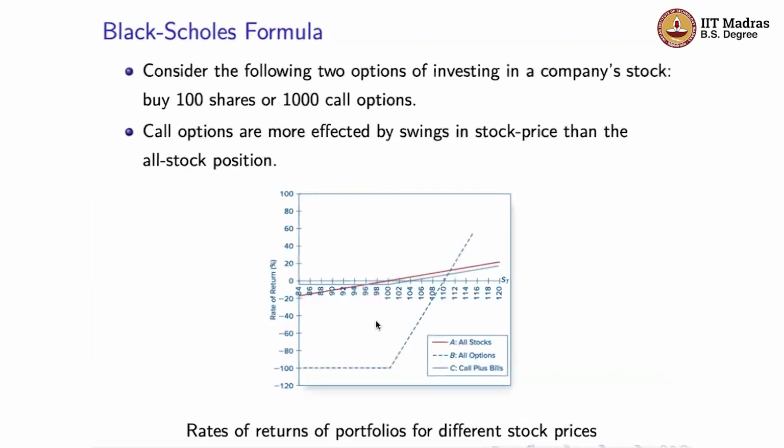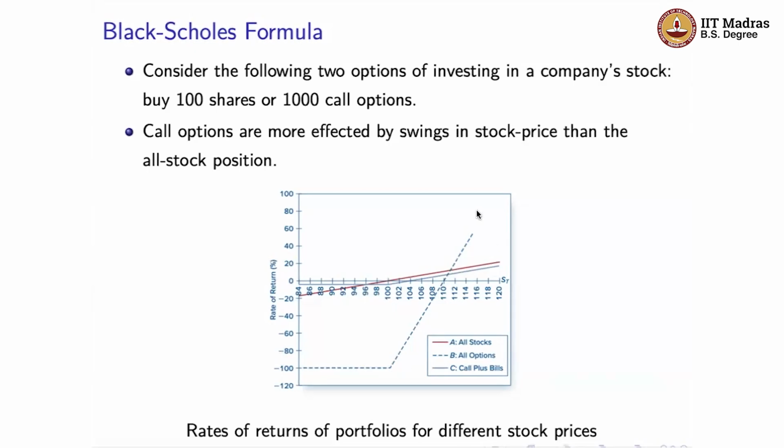Okay, let's look at another application. Recall that we had discussed, when we were thinking about how to compare options with stocks, the pros and cons of buying 100 shares or buying 1,000 call options based on those 100 shares. And we had seen this diagram before in last week's lectures. Particularly, we had compared all stocks versus all options.